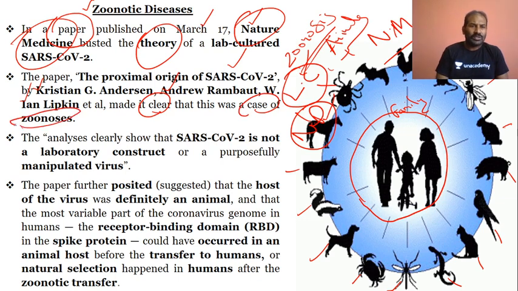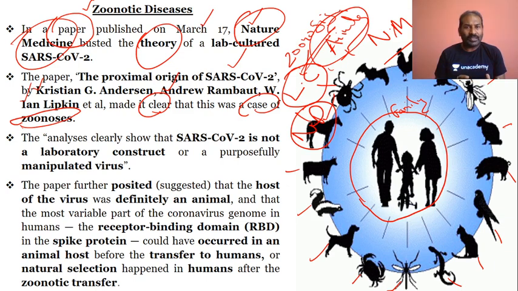Please do understand. This paper in Nature Medicine, in which three of them were involved, Kristian G. Andersen, Andrew Rambaut and W. Ian Lipkin, made it very clear that the spread of the virus SARS-CoV-2 is not from a lab culture, but is zoonosis. Zoonosis means, as we all know, that the virus has spread from animals. I am talking as per the paper published, as reported in today's newspaper, The Hindu.